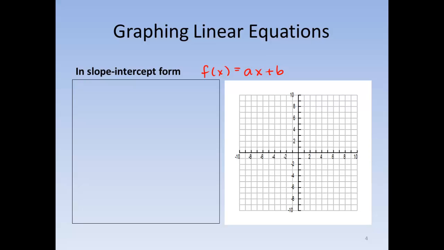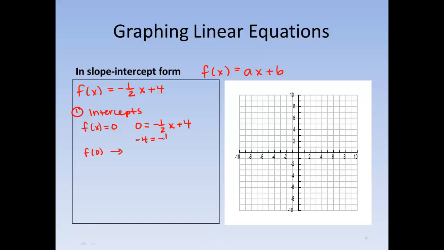So I'm going to give us a function here, f of x equals -1/2 x plus 4, and I'm going to demonstrate two different ways we could graph this. I may graph this using intercepts, which means that I need to find where f of x equals 0, and I need to find f of 0. So where f of x equals 0 sets me up for a simple two-step equation to solve for x, and I will get x to equal +8, leaving me with an intercept of (8, 0).